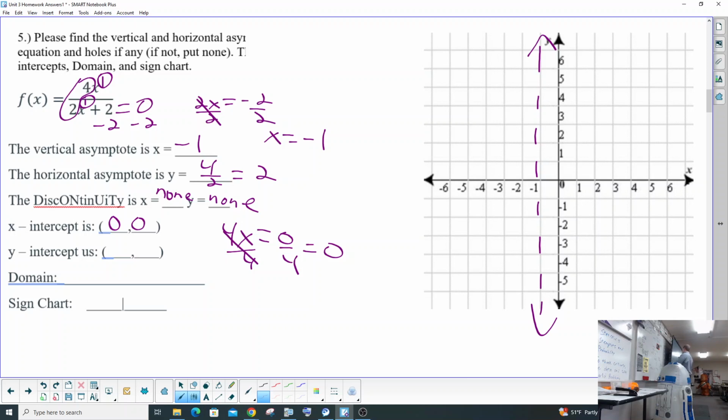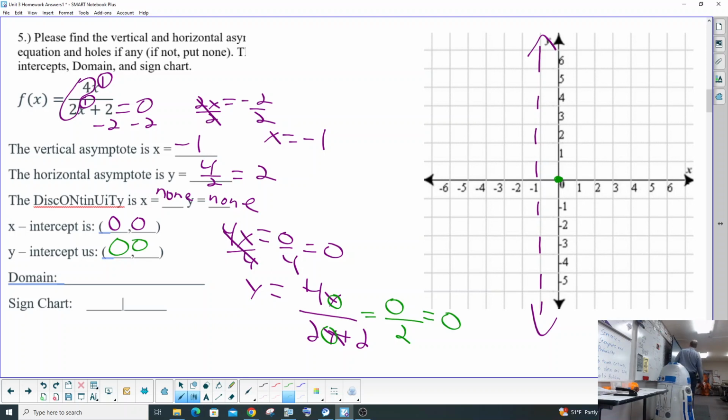But the y-intercept, we get 4x over 2x plus 2. And you do have to set the x equal to 0. What's 0 times 4? 0. And 2 times 0 is 0. And 0 plus 2 is 2. But 0/2 is just 0. They're the same. 0, 0.